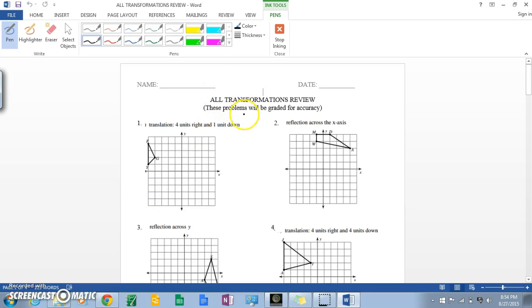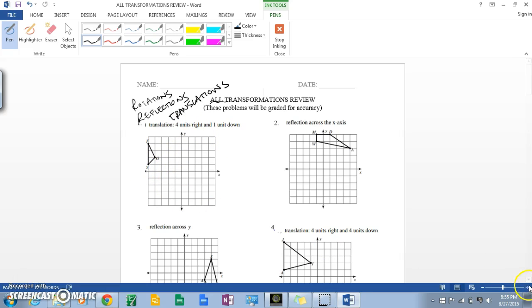Okay, so on this exercise we're working on all transformations. That would be your rotations, your reflections, and your translations. Think about it: a rotation is a turn, a reflection is a mirror, and a translation is just a slide. So for this first one, translation 4 units to the right and 1 unit down.